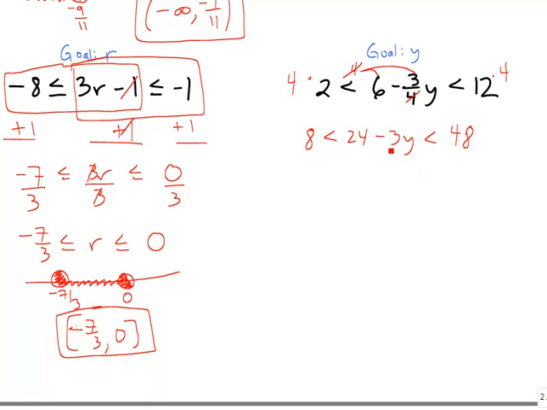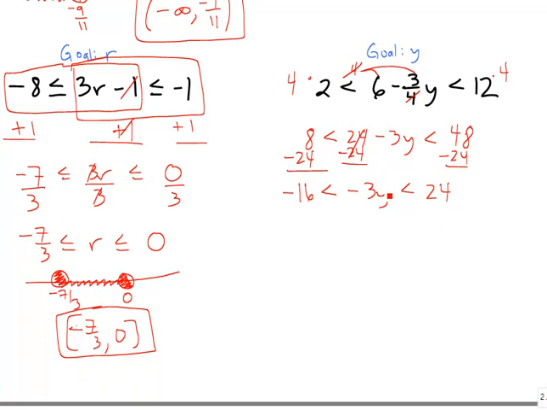Now at least I have eliminated my fractions, but I still have some things to get rid of here in the middle. So the next thing I'd want to get rid of is this 24, and it's positive, so I'm going to want to subtract it in the middle, on the left, and on the right. 8 minus 24 is negative 16. These cancel out, giving me minus 3y, and 48 minus 24 is positive 24.